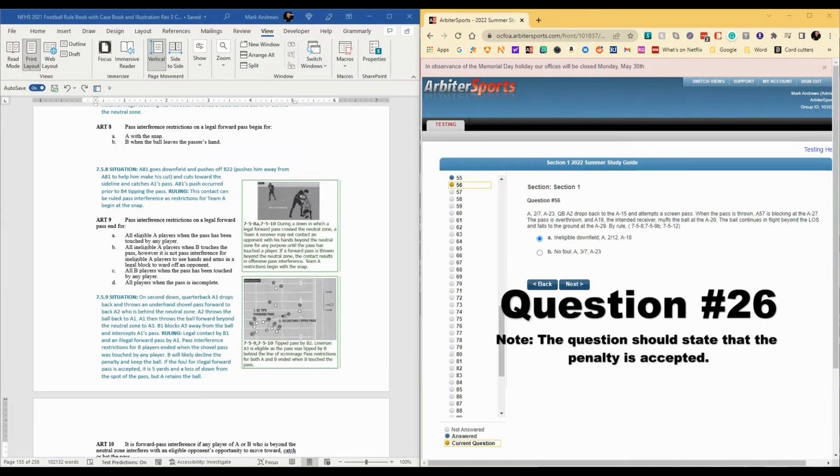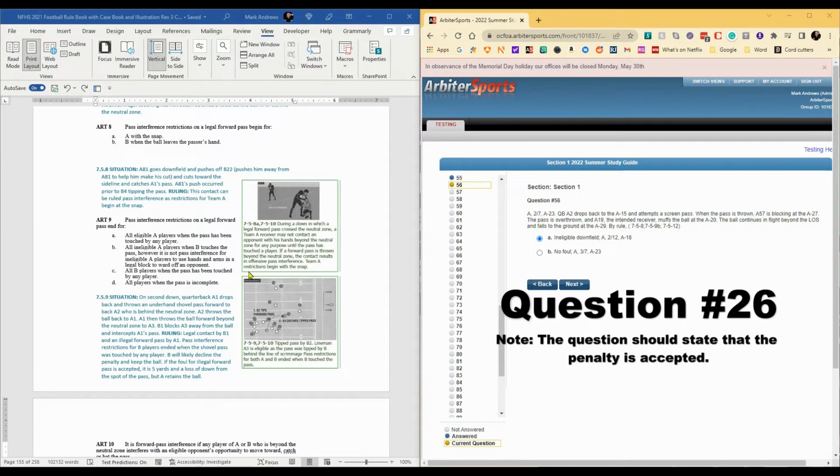Okay, question number 56. A, second and 7 at the A23. Quarterback A2 drops back to the A15 and attempts a screen pass. When the pass is thrown, A57 is blocking at the A27, so he's 4 yards beyond the line of scrimmage. The pass is overthrown, and A19, the intended receiver, muffs the ball at the A20. The ball continues in flight beyond the line of scrimmage and falls to the ground at the A29.